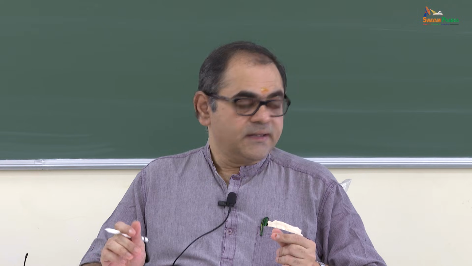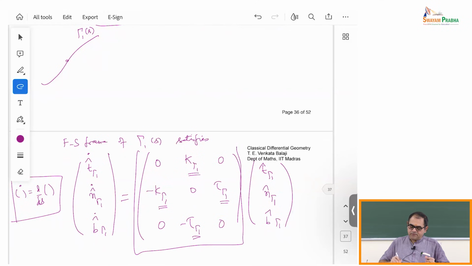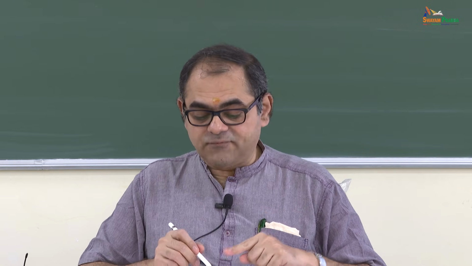The fact that the curvatures and the torsions are the same means that this coefficient matrix, this skew-symmetric matrix, the Frenet-Serret matrix if you want to call it, is the same for both the curves. That means that the Frenet-Serret frame of the first curve as well as the Frenet-Serret frame of the second curve are both solutions to the same differential equation.